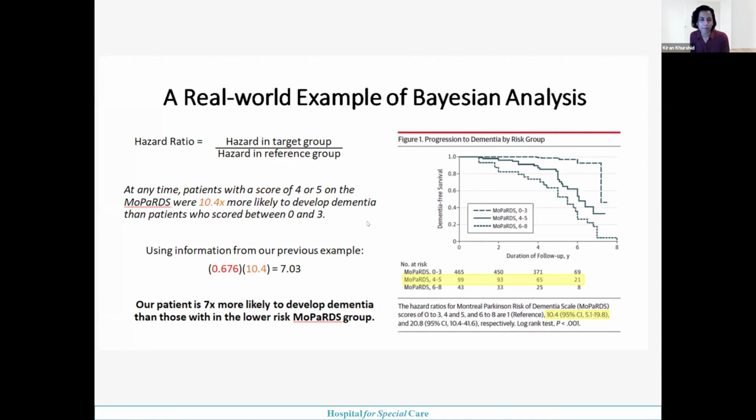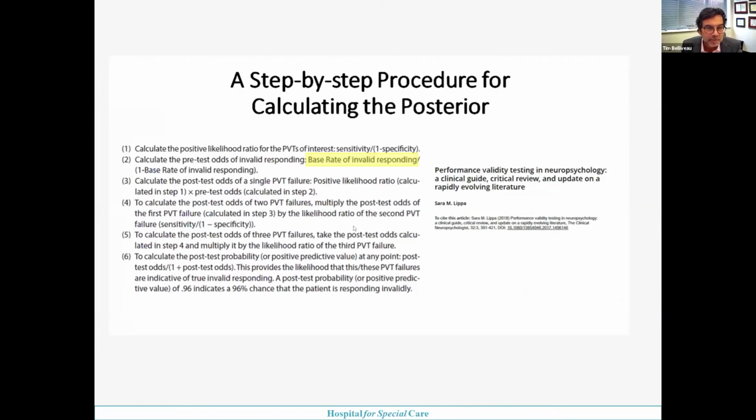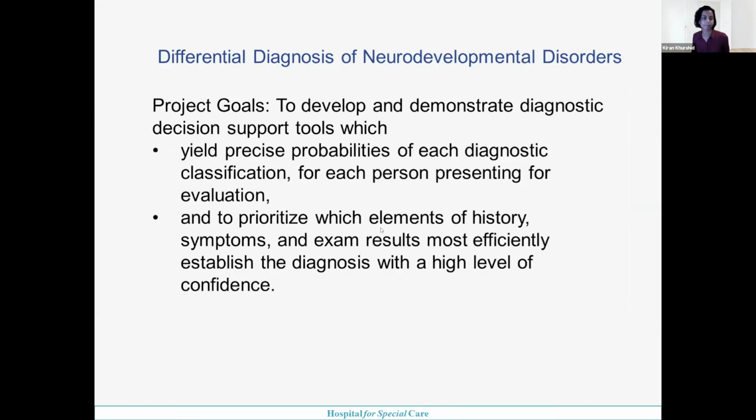Does that kind of make sense? I want to make sure that that makes sense to everybody because I kind of flew through it. Okay. And this is just a procedure to kind of calculate the posterior. Okay, thank you.